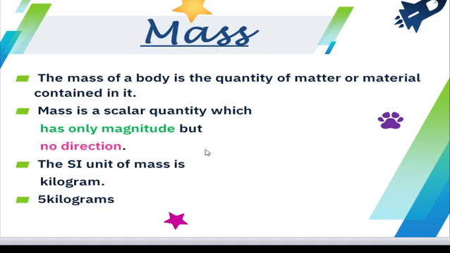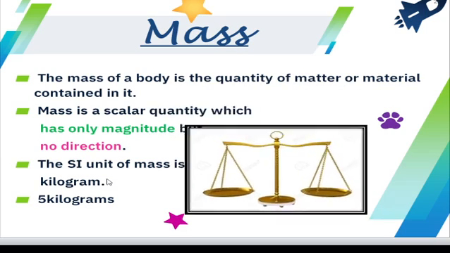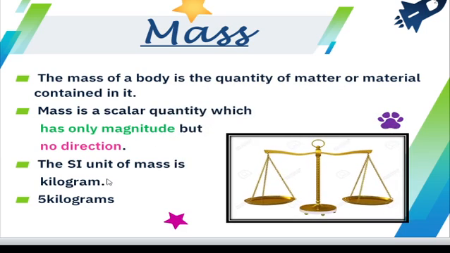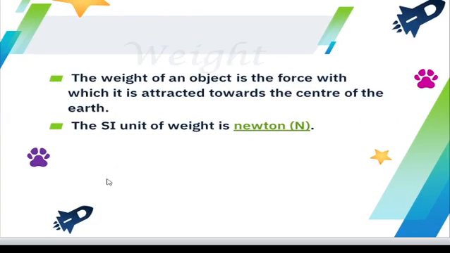Next one is mass. The mass of your body is the quantity of matter or material contained in it. Mass is a scalar quantity. Already we know well, the SI unit of mass is kilogram. Example, 5 kilogram. Suppose you go to the market to buy vegetables, you will get them by the kilogram. 1 kg potato and 1 kg tomato, like this, right?